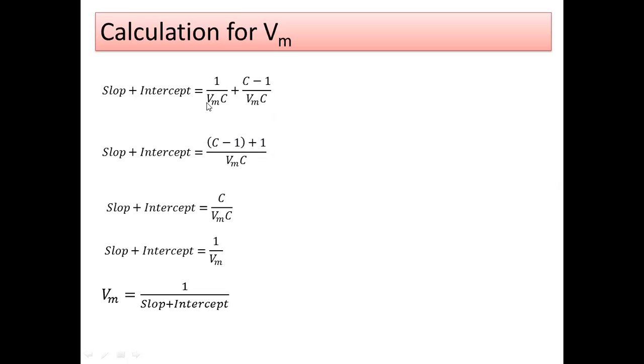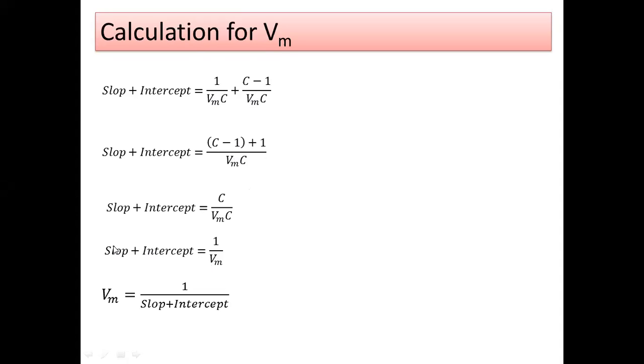So actually I have just skipped the replacement of this factor over here and this factor over here. You can easily do it, there is no issue at all. So minus 1 plus 1 cancels out. What is left? C over VmC is left. And then again C cancels out. 1 over Vm is left. So this is just the rearrangement.